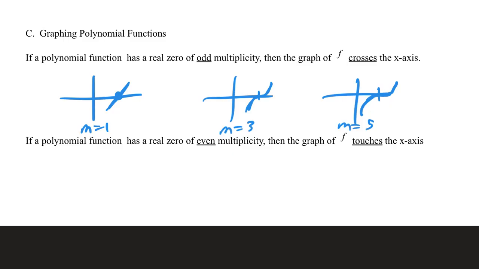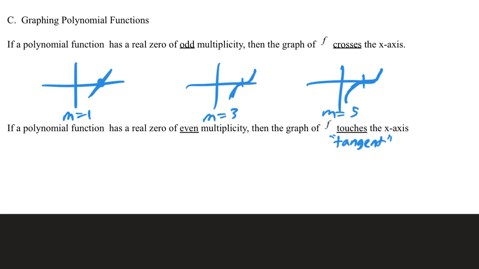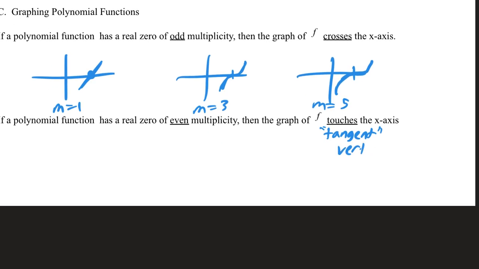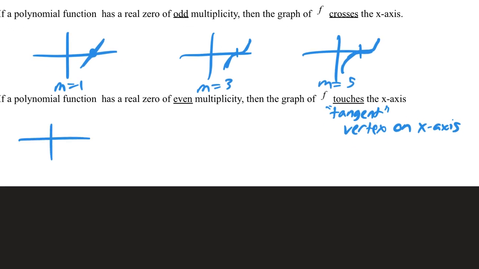If it's even multiplicity, then it's going to just touch the x-axis, and I want you to get used to using the word tangent. If I say the graph is tangent to the x-axis, that means it's just touching and going back the way it came from, right? So this is the vertex on the axis from a quadratic. If the 0 has a multiplicity of 2, it's going to approach the 0, touch, and go back the way it came from. So it's going to look like a parabola with the vertex on the axis.